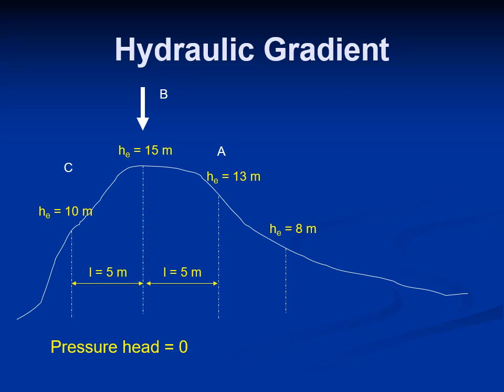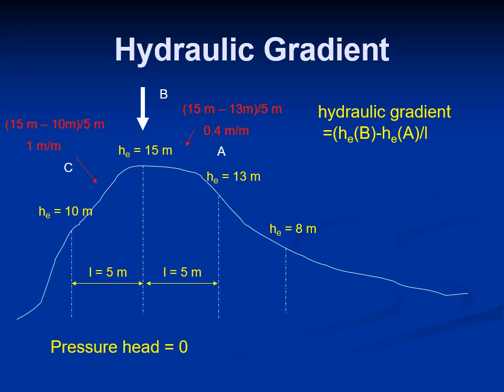To determine this, we need to look at the slope or hydraulic gradient of the land surface. This is calculated as the difference in elevation between 2 points divided by the horizontal distance between them. Between points A and B, the hydraulic gradient is 15 meters minus 13 meters divided by 5 meters, or 0.4 meter per meter. Between point B and C, it is 1 meter per meter.